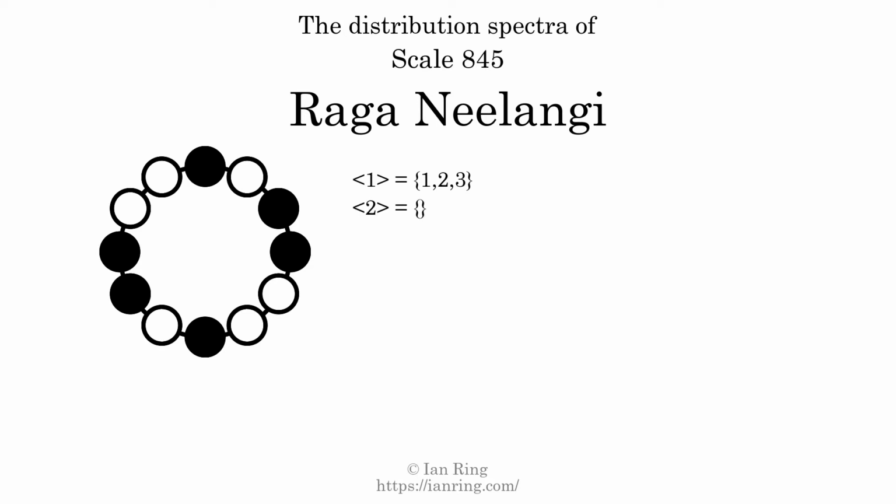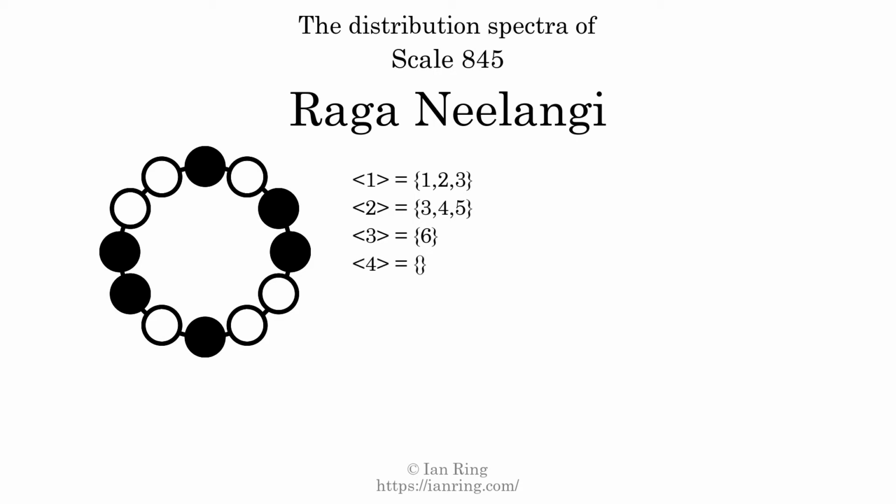The generic interval of 2 scale steps comes in 3 different specific interval sizes: 3 semitones, 4 semitones, and 5 semitones. The spectrum width of this generic interval is 2. The generic interval of 3 scale steps has just one specific interval size: 6 semitones. The spectrum width of this generic interval is 0.